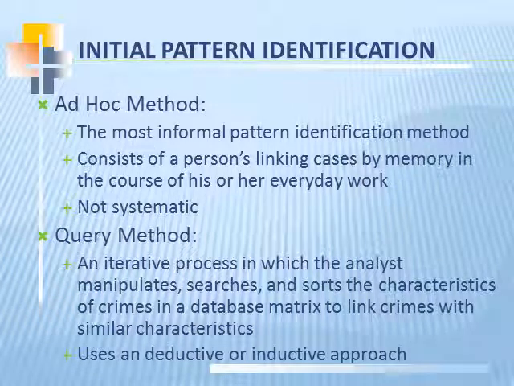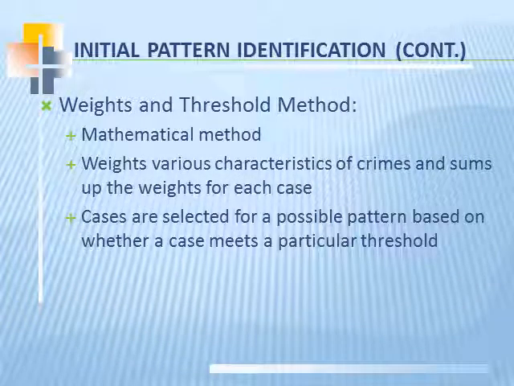The three general methods of initial pattern identification are the ad hoc, query, and weights and thresholds. Ad hoc linking of patterns consists of persons linking cases by memory in the course of their everyday work. The query method of identifying patterns involves the use of critical thinking and the application of deductive-inductive methods as the analyst searches a database and links cases with similar characteristics. The third method of identifying initial patterns uses weights and thresholds within a computer system to identify patterns.